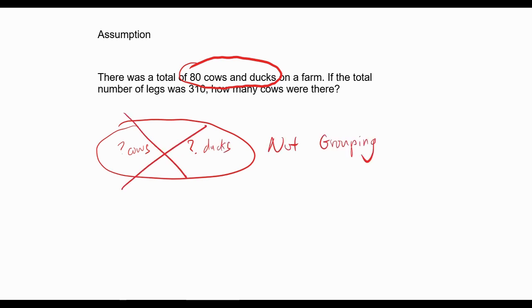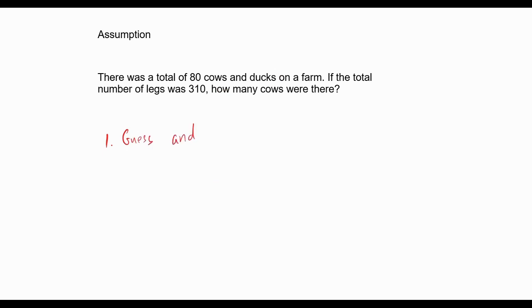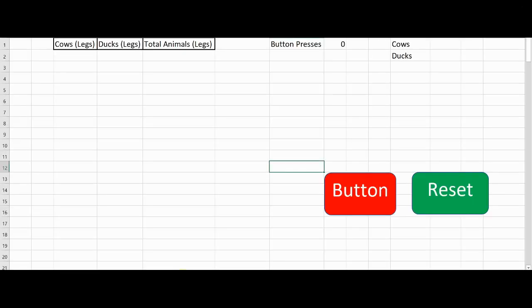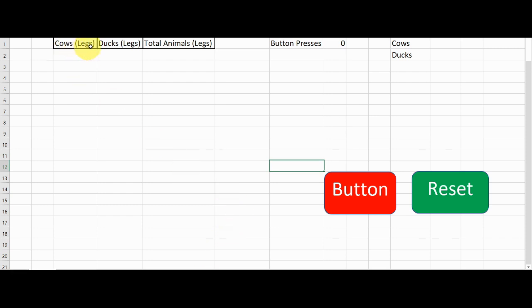There are three popular ways to solve this question: guess and check, the assumption method, and algebra. This video covers the assumption method, but in a more intuitive way so that even if you forget the steps, you might be able to figure it out on the spot. Let me show you what I mean. I'm going to make use of a table, which will make it look like the guess and check method, but I promise you that it isn't.